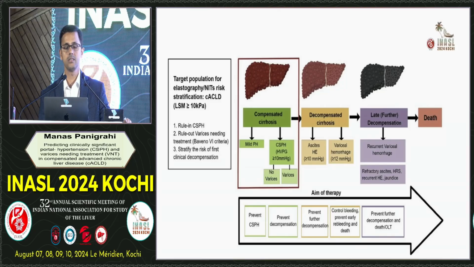C cirrhosis. So if we see the natural history of CLD, they have a very long compensated phase, having mild portal hypertension, and when HVPG is more than 10, that is CSPH, which may have varices. When more than 10, they decompensate with ascites and HE; more than 12 HVPG, variceal hemorrhage, later further decompensation and death. So what is the aim of therapy? We have to prevent CSPH, prevent decompensation and prevent further decompensation.